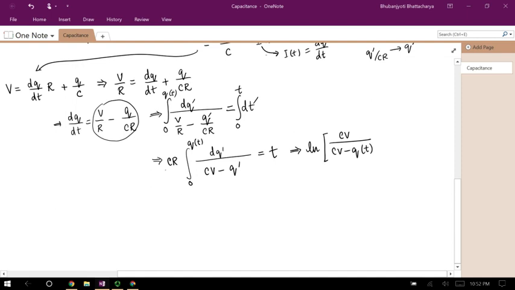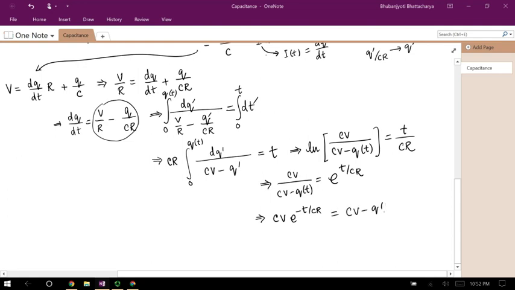And then we can divide both sides by that CR. So on the right hand side, we'll have t over CR, right? So now we can exponentiate both sides. That will give us CV over CV minus Q of t is equal to e to the t over CR. And we can simplify this even further and write CV times e to the negative t over CR is equal to CV minus Q of t.